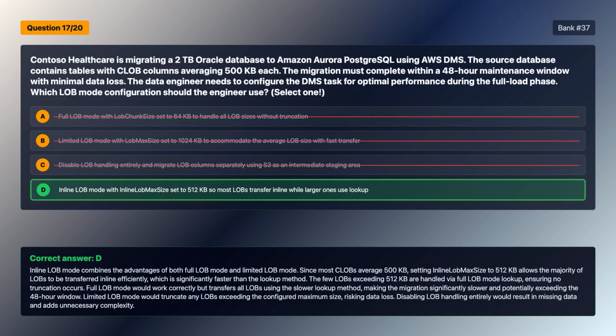Full LOB mode would work correctly, but transfers all LOBs using the slower lookup method, making the migration significantly slower and potentially exceeding the 48-hour window. Limited LOB mode would truncate any LOBs exceeding the configured maximum size, risking data loss. Disabling LOB handling entirely would result in missing data and adds unnecessary complexity.